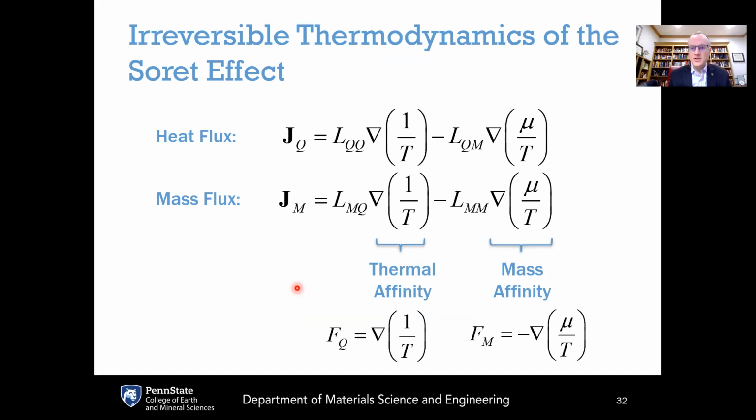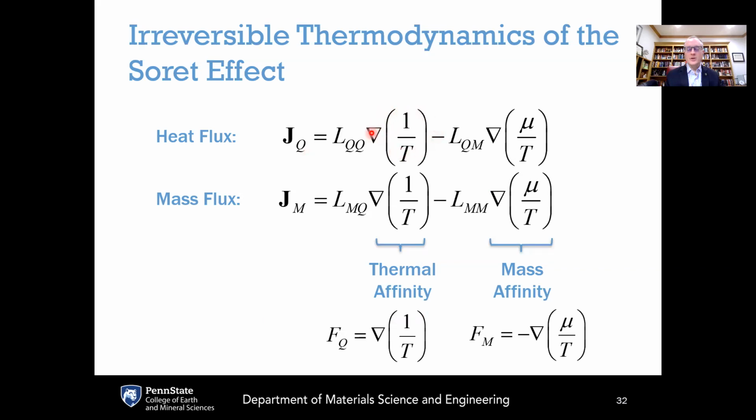So if we use what we've just learned to construct the flux equations here for the Soret effect, we have two relevant equations. The first equation is the heat flux equation, this J sub Q. This is the flux of heat. And the second relevant equation governs the flux of mass, the J sub M. And we've got two terms here for the two different types of affinities.